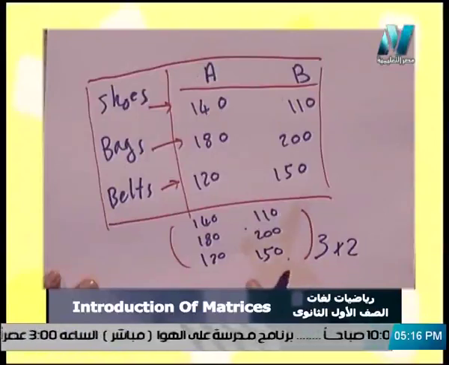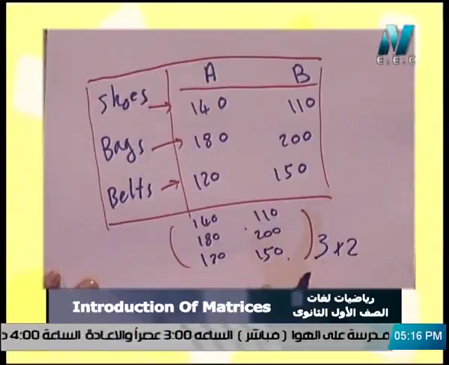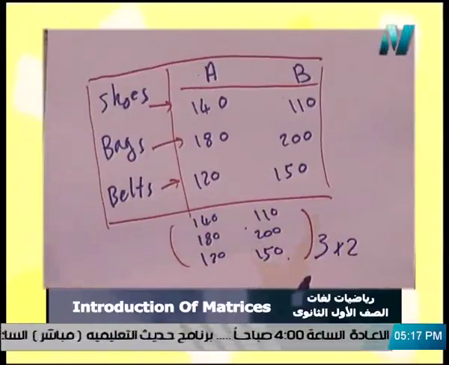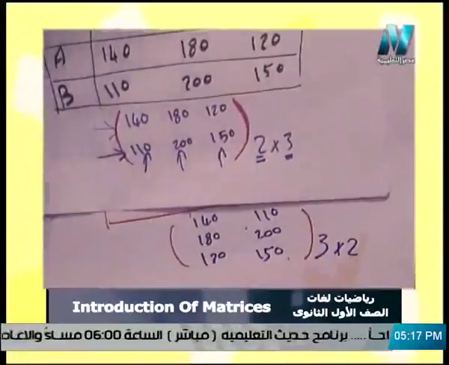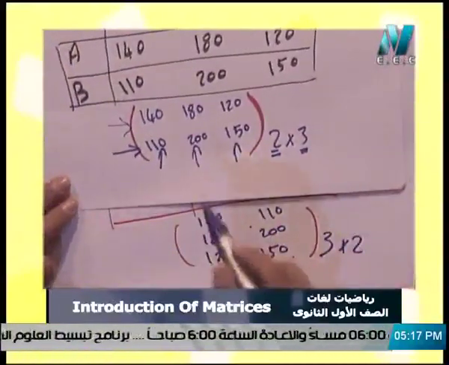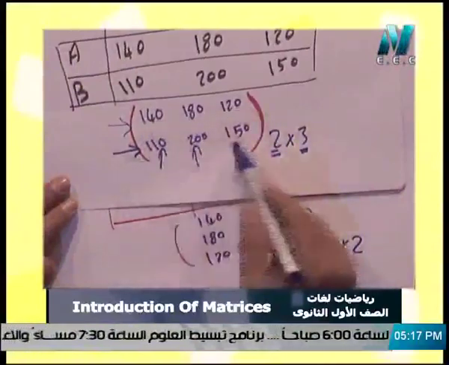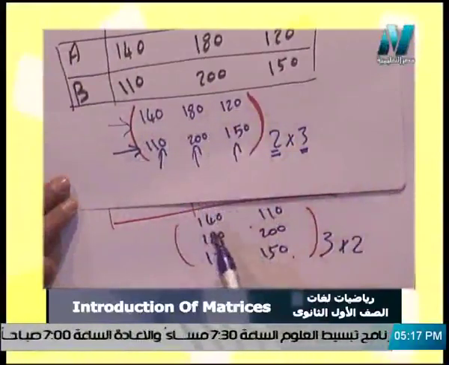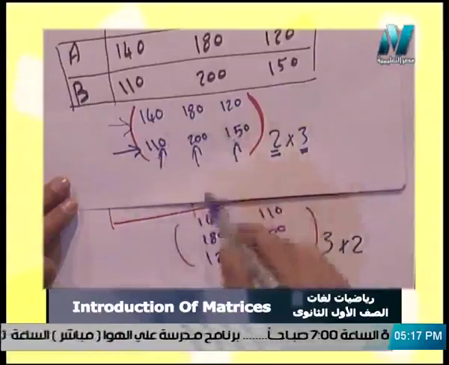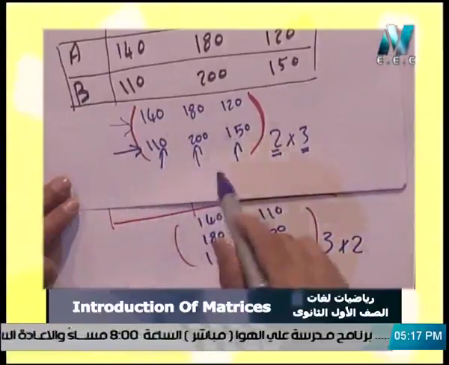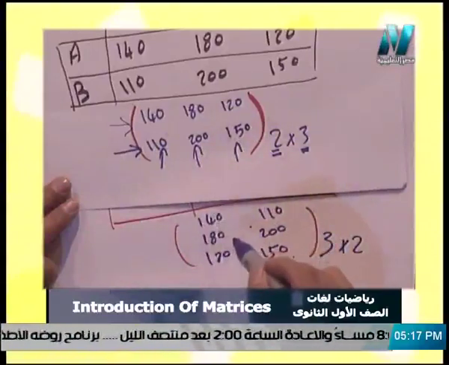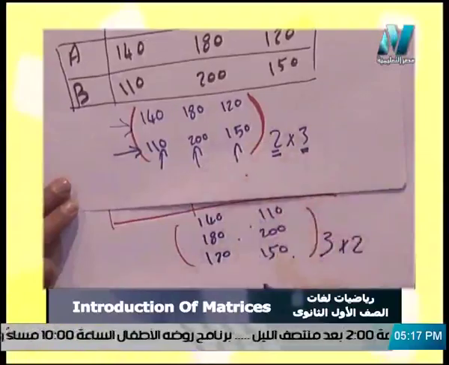The same data, we have written by 2 methods of matrices. This matrix first here, and this matrix. This matrix has 2 rows and 3 columns, but this one has 3 rows and 2 columns. They are the same data. We will call this matrix a transpose of this matrix. Okay?